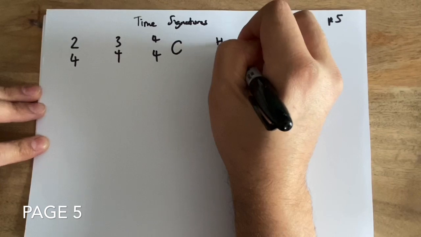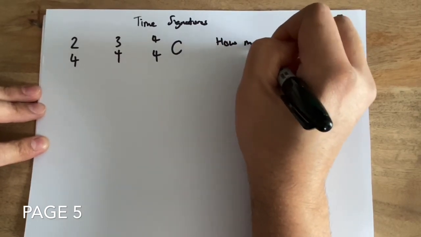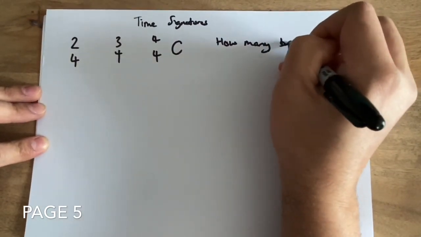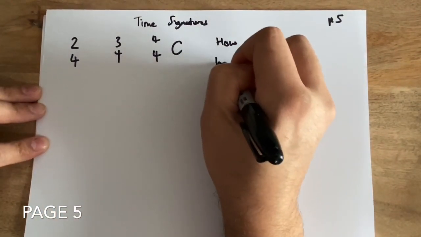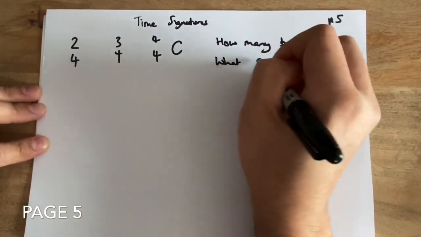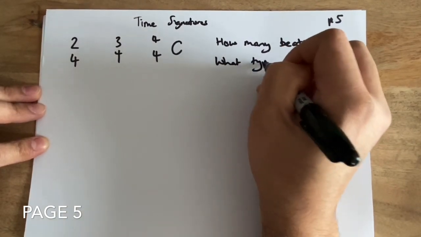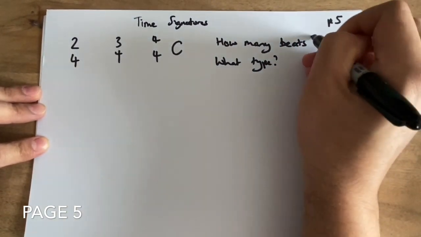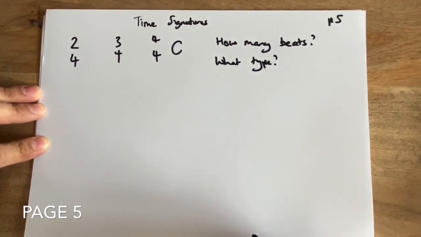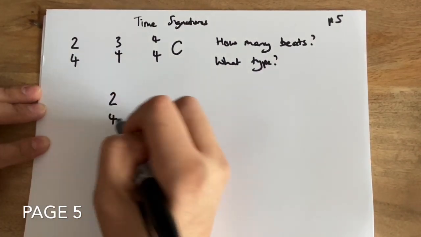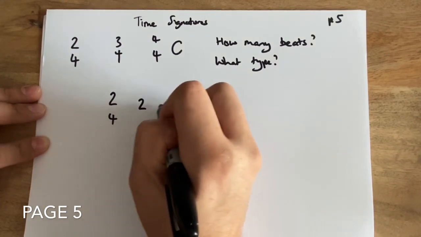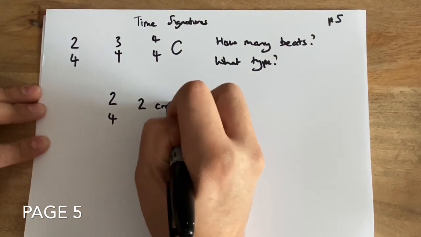So I've just written here on the sheet 2/4, 3/4, 4/4. 4/4 is also known as a C, it's common time, and it tells us how many beats there are in a bar, these time signatures that I've just written, but also what type of beats we need to count, because obviously if it's 4/4, is it 4 quavers, is it 4 crotchets, what is it? So the bottom number tells us what type of beat, and the top number tells us how many beats.